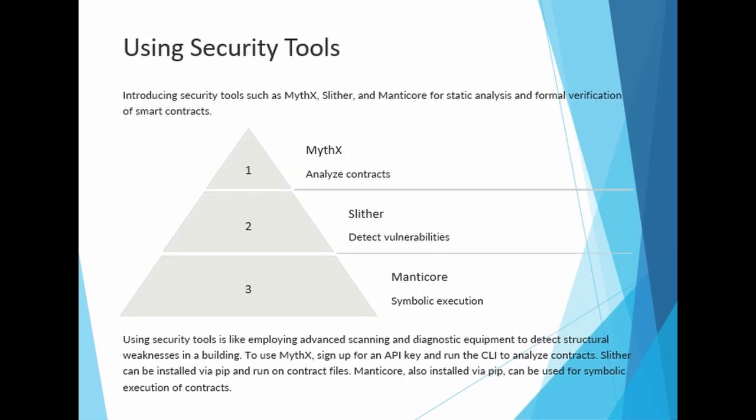We can introduce tools such as MythX, Slither, and Manticore for static analysis and formal verification of smart contracts. Using security tools is like employing advanced scanning and diagnostic equipment to detect structural weaknesses in a building. To use MythX, sign up for an API key and run the CLI to analyze the contracts. Slither can be installed via pip and run on contract files. Manticore, also installed via pip, can be used for symbolic execution of contracts.